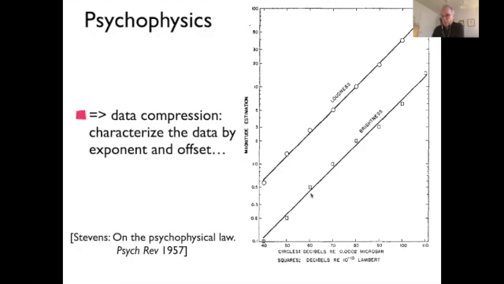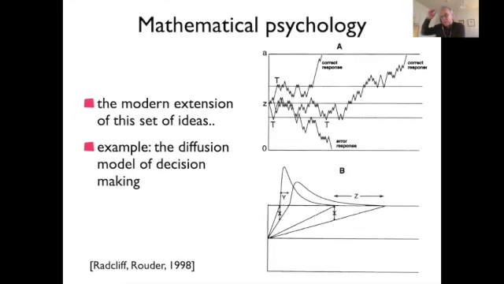That's sort of one principle of how theory, mathematical modeling of behavior, goes about. Mathematical psychology, in fact, is the modern extension of these kinds of ideas. And I wanted to discuss one model as a placeholder for that, to get you a sense for that theoretical perspective. So this is a model of decision making.